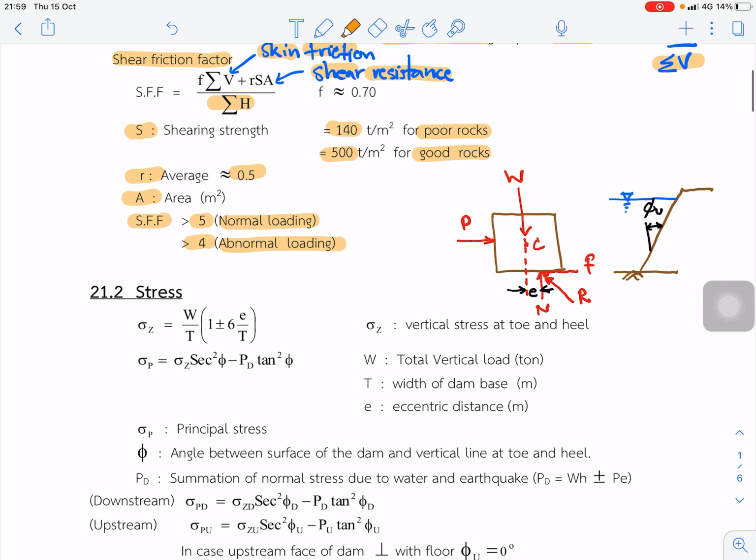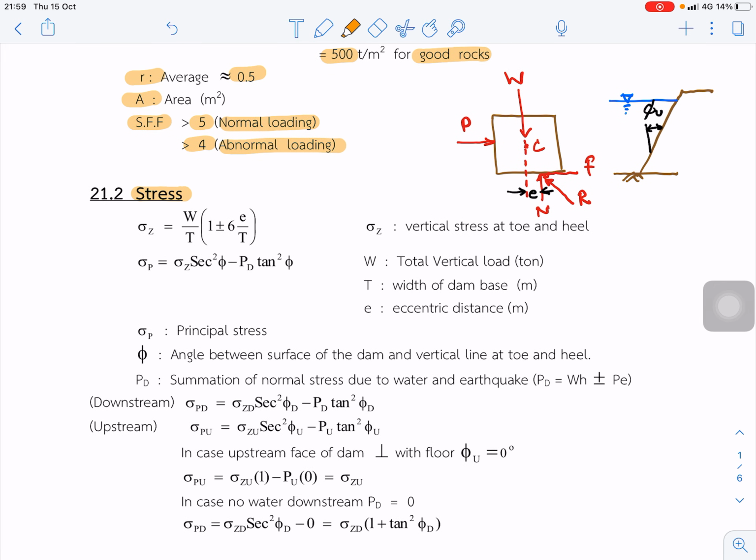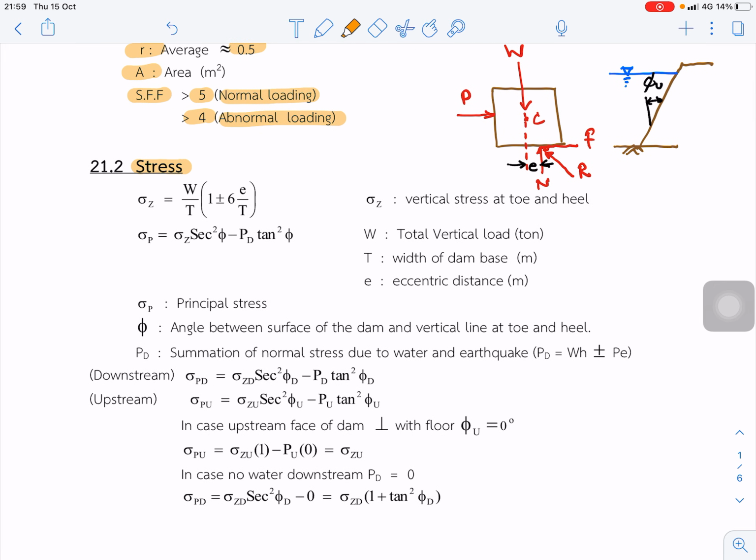Okay. The next topic is the stress. I think you learned stress of materials from mechanics of materials. In this case, there are two equations. The first is sigma z, the vertical stress at the toe or the heel of the dam. In this case, the toe, we already explained in the previous lecture.